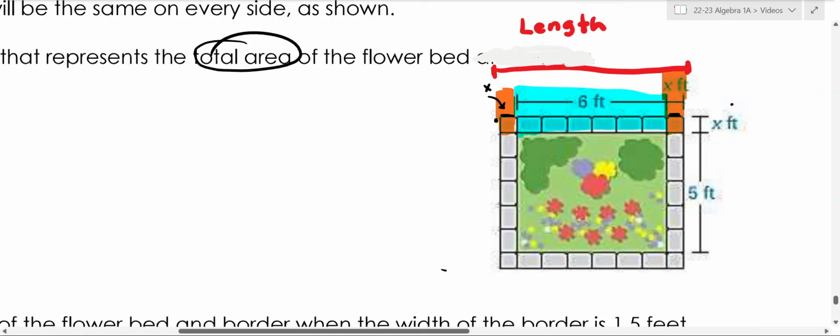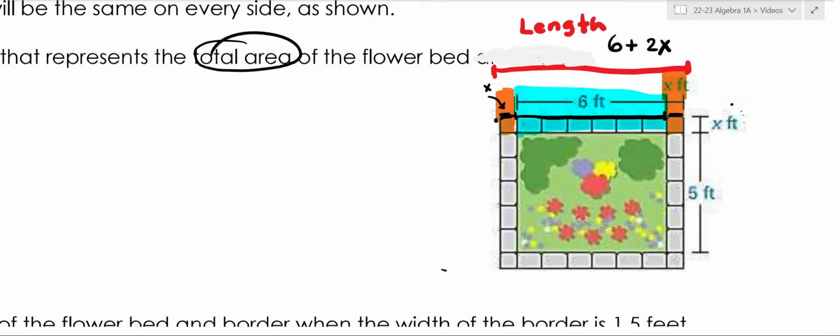All right. Well, how long is this length? Well, let's think about it. The distance includes this X distance right here, the 6 feet, which is this part here, plus another X over here. So the total distance is going to be X plus 6 plus X. And so we're a little bit better than that, right? Combining the two X's. So that's going to be 6 plus 2X. That's the total distance of the length.